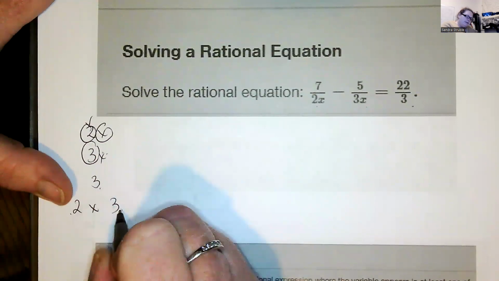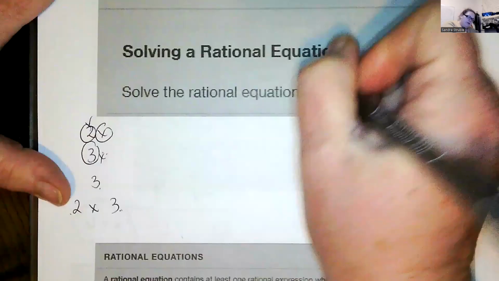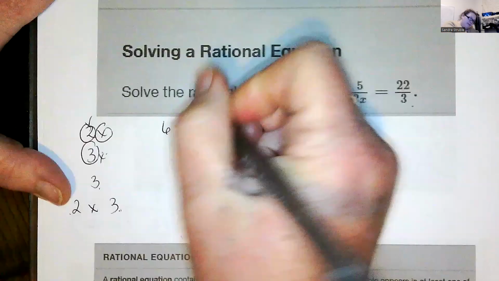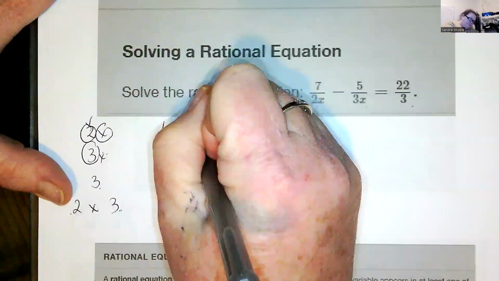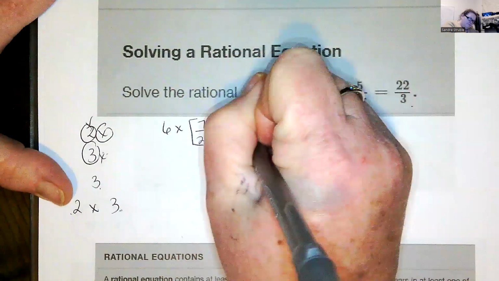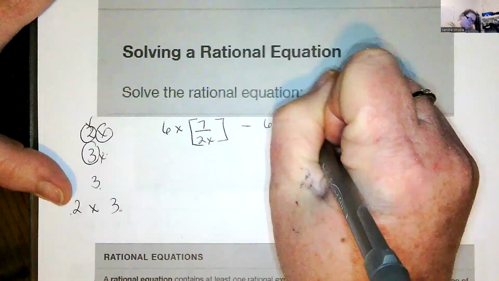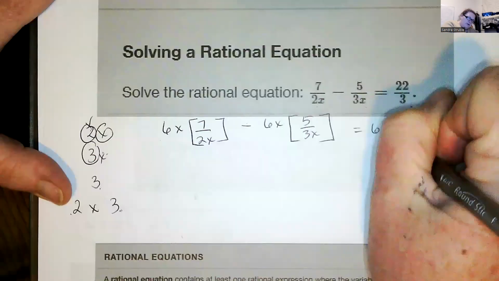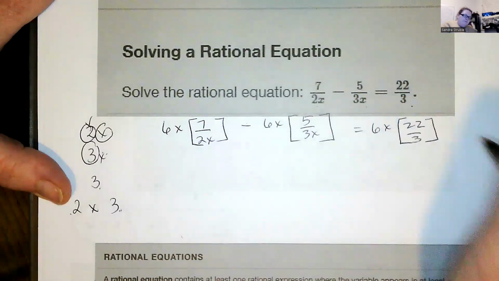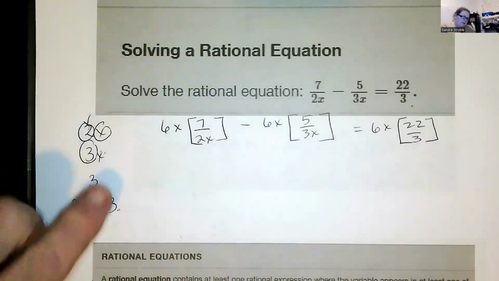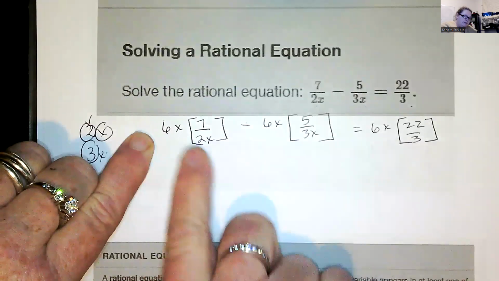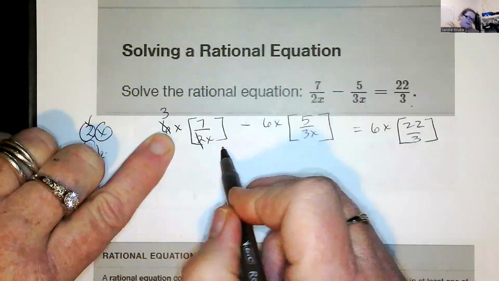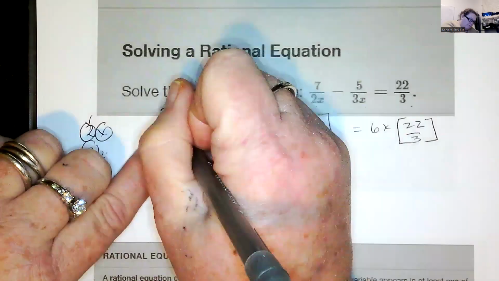So 2 times 3 is 6. 6 times x is 6x. So what I'm going to do is multiply each term that I have here by 6x. Equals 6x times 22 over 3. All right, now this is how we get rid of the fractions. We're going to reduce. 6 divided by 2 is 3. The x's cancel each other out. x divided by x is just 1.